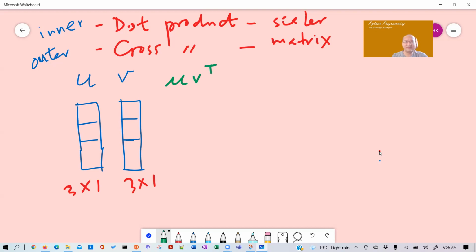Okay, so if I do this, let's see, U V transpose. U matrix multiplication with V transpose. Sorry. Okay, so when we say V transpose, now what form does the shape come in? 3 by 1 or 1 by 3? Very good.